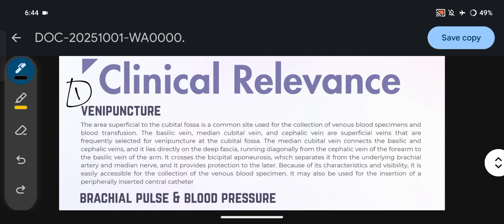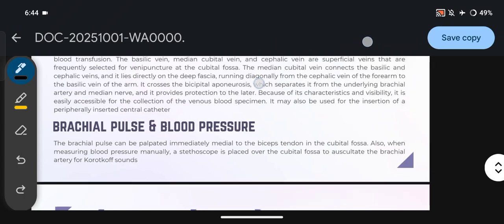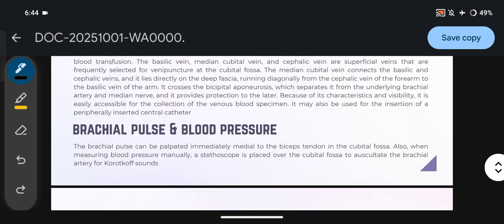Now, brachial pulse and the blood pressure. The brachial pulse can be palpated immediately medial to the biceps tendon and in the cubital fossa. Also, when measuring blood pressure manually, a stethoscope is placed over the cubital fossa to auscultate the brachial artery for Korotkoff sounds.